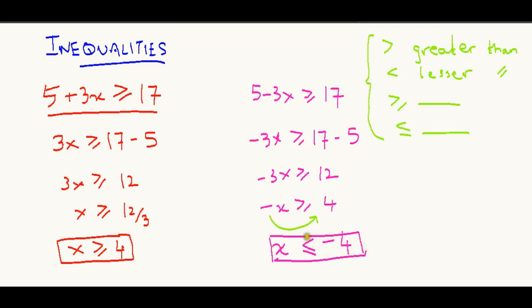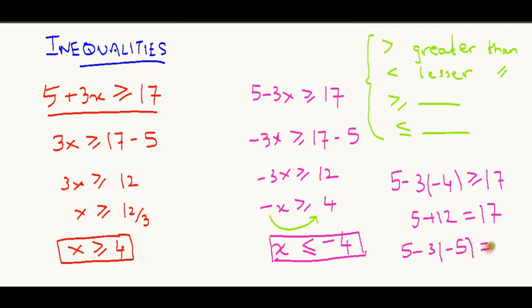For example, x is equal to minus 4, so let's do a little math over here. 5 minus 3 times minus 4 greater than or equal to 17. Let's see, 5 plus 12 is exactly equal to 17. So the inequality is satisfied. And now x is less than minus 4. A value less than minus 4 may be minus 5, and then 5 minus 3 times minus 5 is going to be greater than or equal to 17. Yes, it is, because 5 plus 15 is of course greater than or equal to 17, it's going to be 20 on the left hand side and 17 on the right hand side.